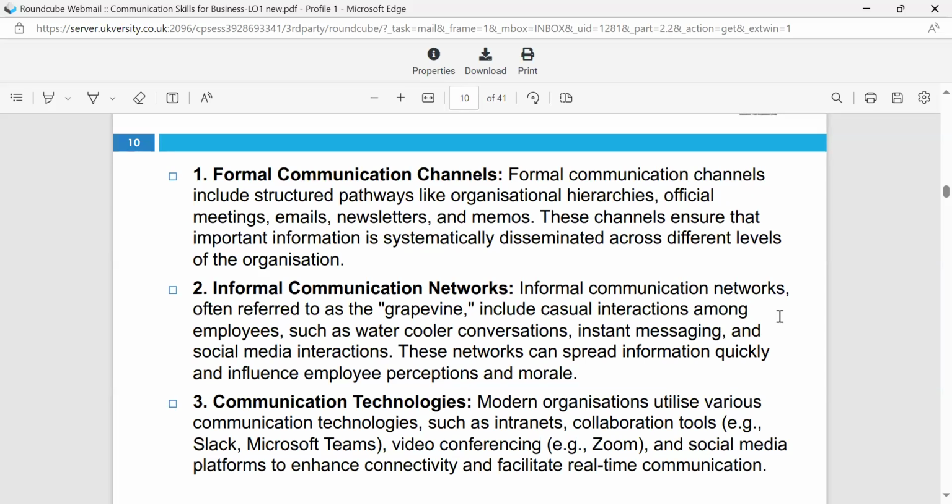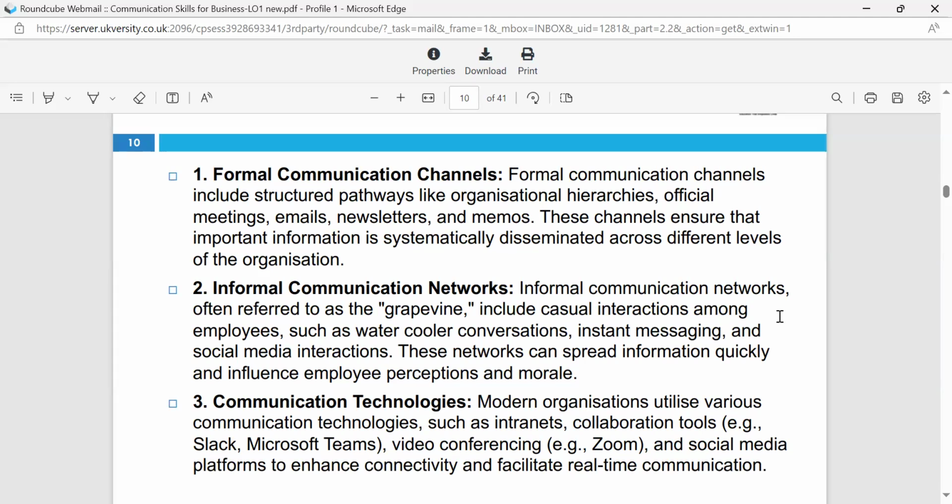Okay, so all these things are still under formal communication, right? Are all these things still under formal communication? Yes, so they're all parts of formal communication, the different 4 types, okay?